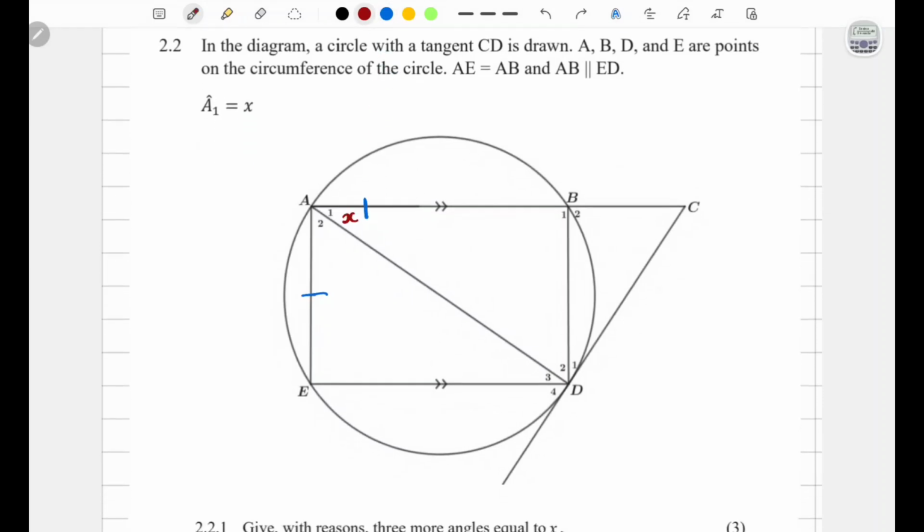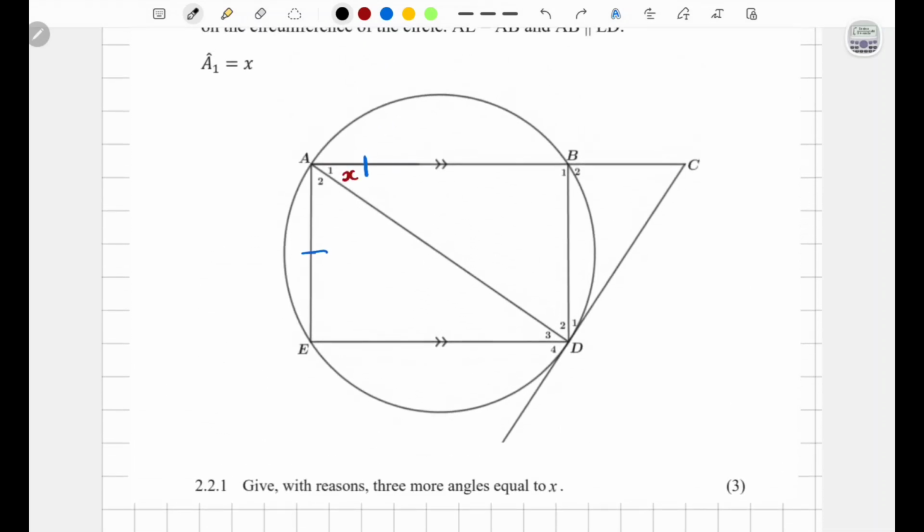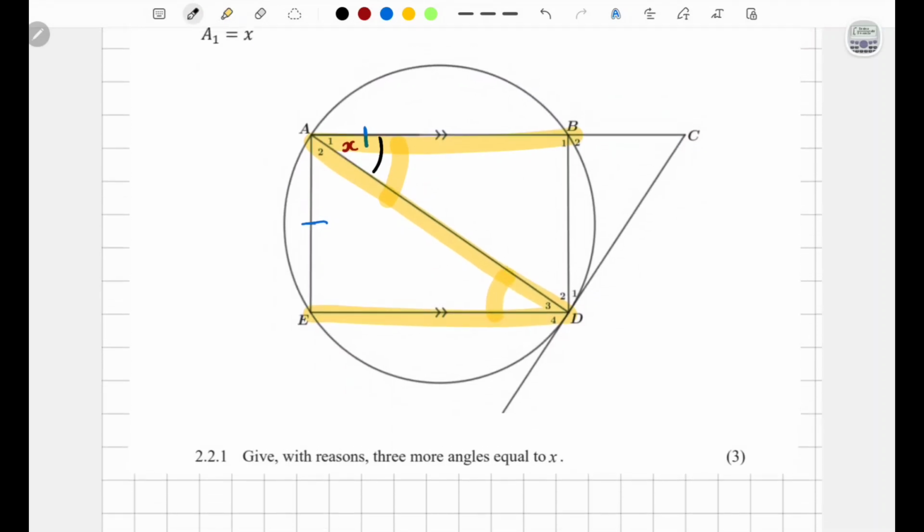That is X. Okay, so now we have the first question, 2.2.1, give with reasons three more angles equal to X. Okay, so let's just see. Look at where X is. X is at the circumference. But also remember we have parallel lines. So I can see that we have a Z here for alternate angles. So if this is X, this is also going to be X. Okay, so we can just tell them that angle D3 is equal to angle A1, which is equal to X because alternate angles on parallel lines are equal.